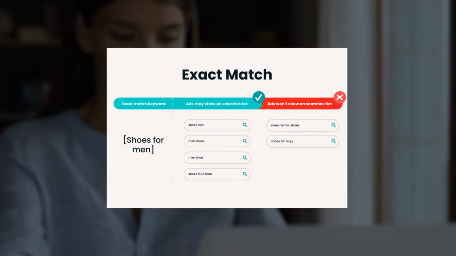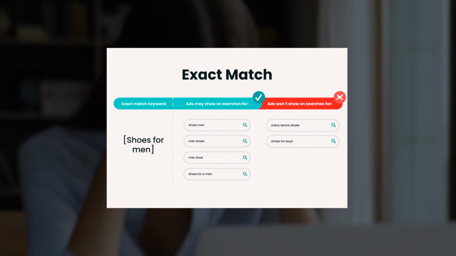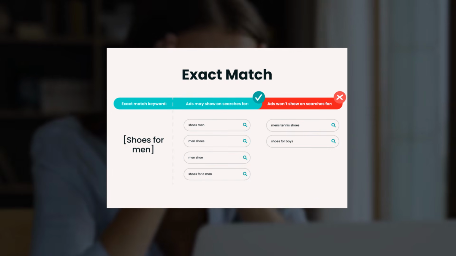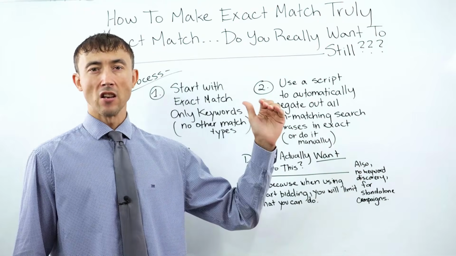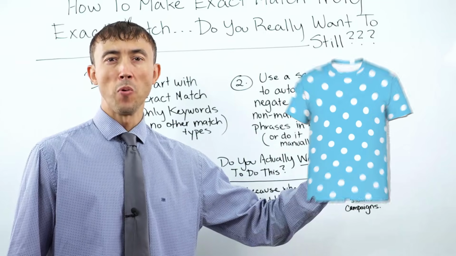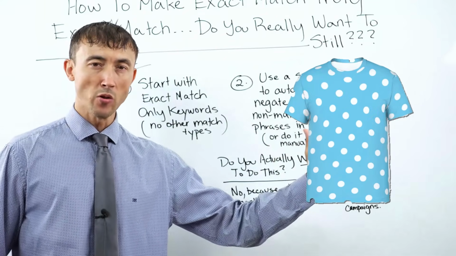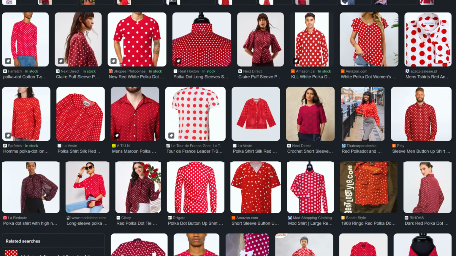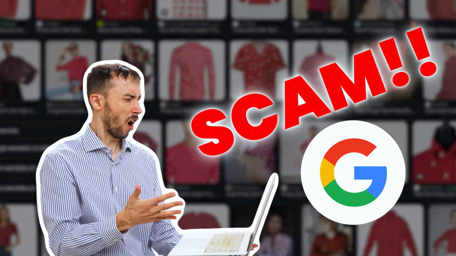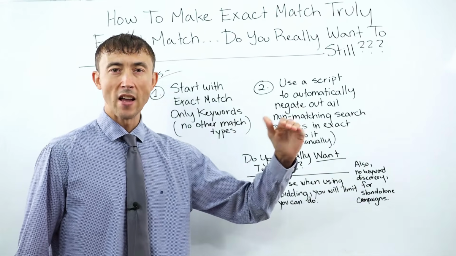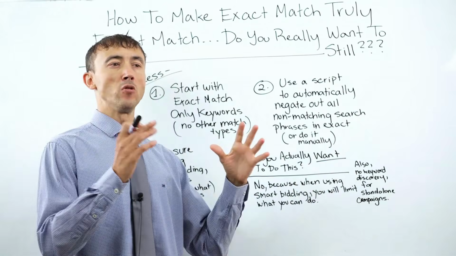Because a lot of you guys get irritated as hell. I know, I see it all the time. You try to target keywords in exact match with Google Ads. You don't want to just show up for whatever Google decides to have you show up for. They're going to do what they are going to do anyway. And if you put blue polka dot shirts, and that's what you want to show up for, and you now show up for red polka dot shirts, you feel like you're being scammed by Google, and you basically kind of are.